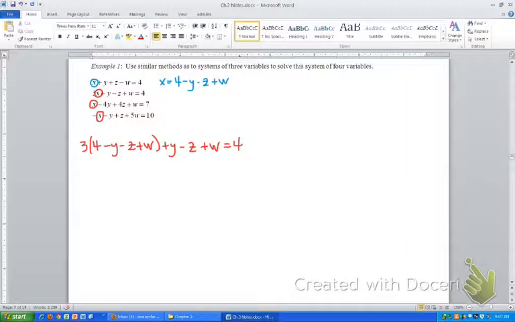Okay, I'm going to try and simplify this all out kind of in one step. You guys might write it out in more, but I'm going to end up distributing this 3 in.